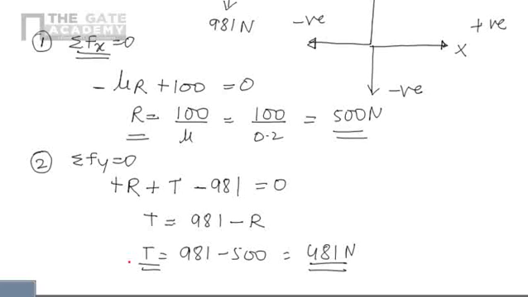So by simply drawing the free body diagram, applying the conditions of equilibrium, and taking the proper signs, we can easily get the value in a minimum interval of time.